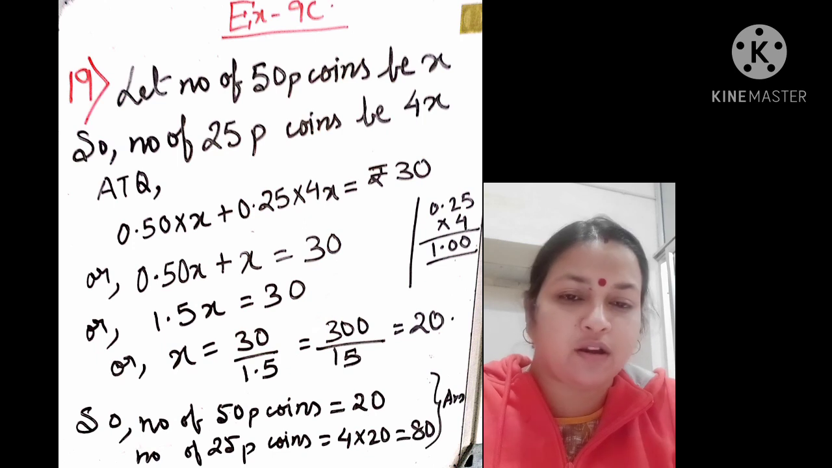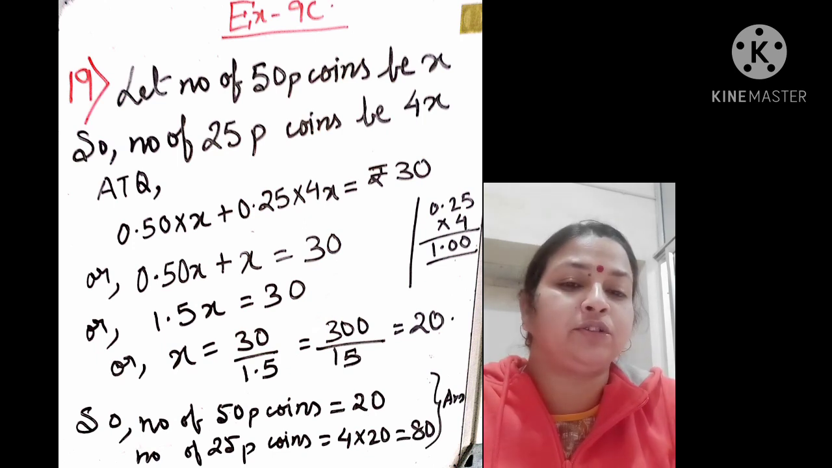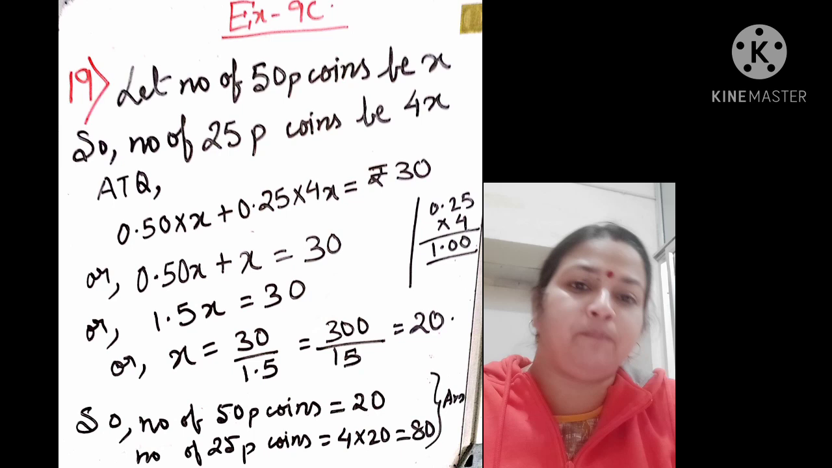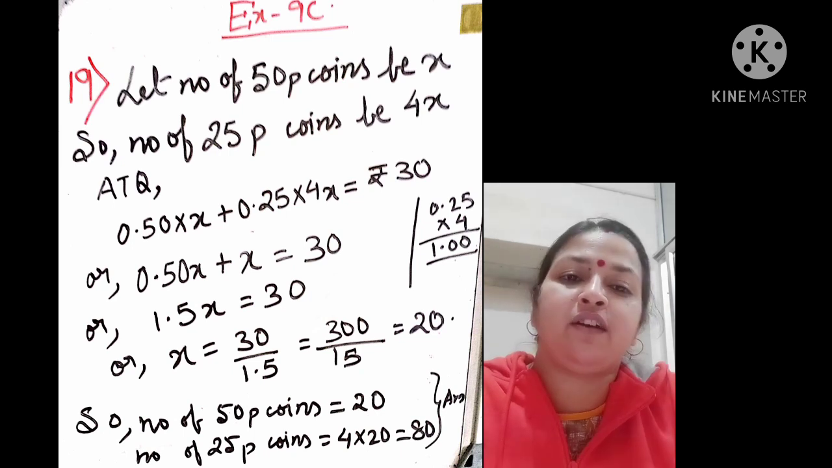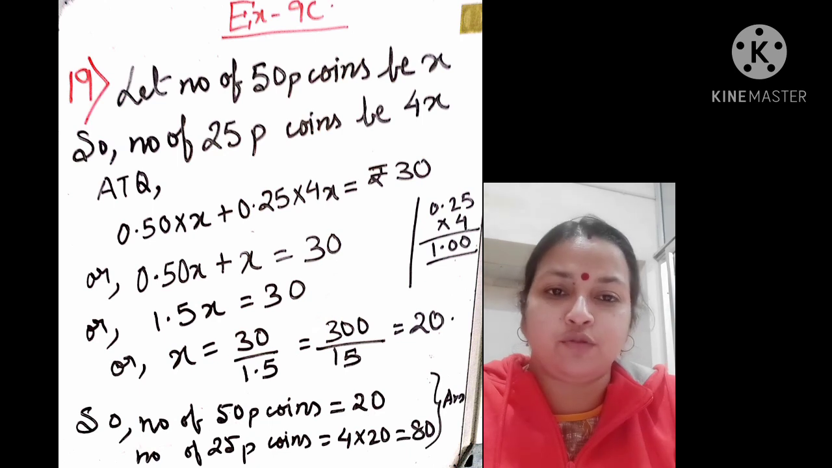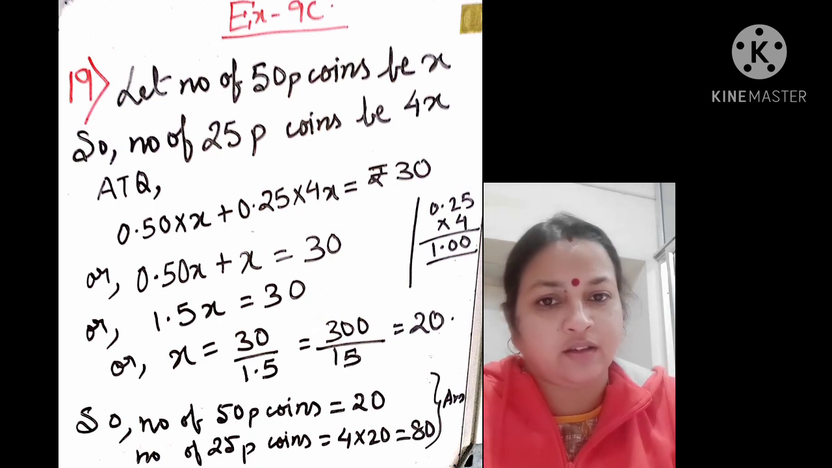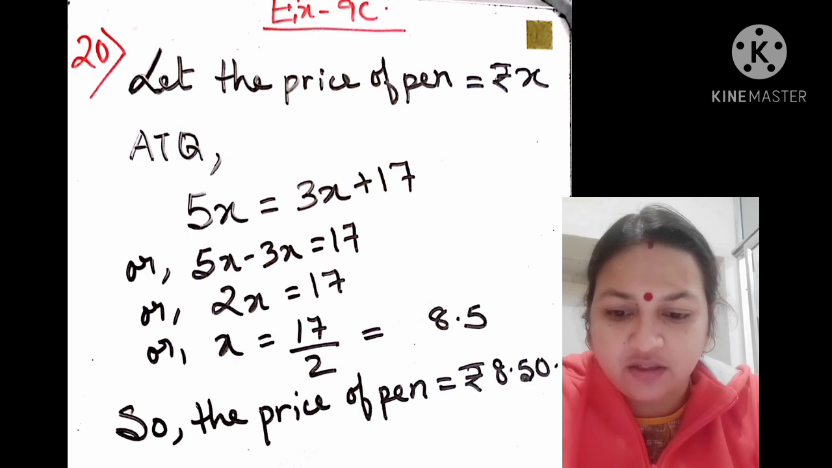I hope you remember how to remove the decimals. Okay, so x is equal to 20. That means the number of 50 paise coins is 20. So the number of 25 paise coins will be 20 into 4, that is 80. Okay, next is question number 20.